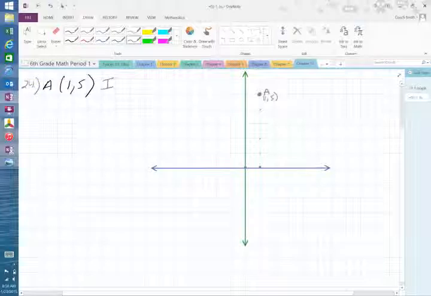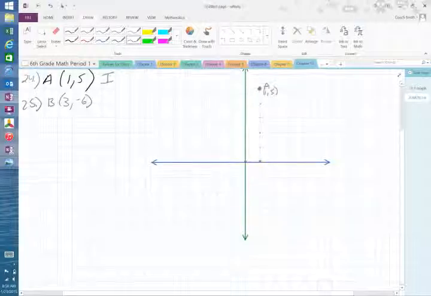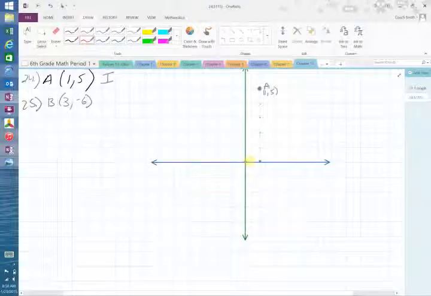25 says point B, and what are the coordinates of point B? 3 and negative 6. All right. So I start at the origin. Let me change this one to red. I go 1, 2, 3. Then what do I do? Up or down? Down. 1, 2, 3, 4, 5, 6.